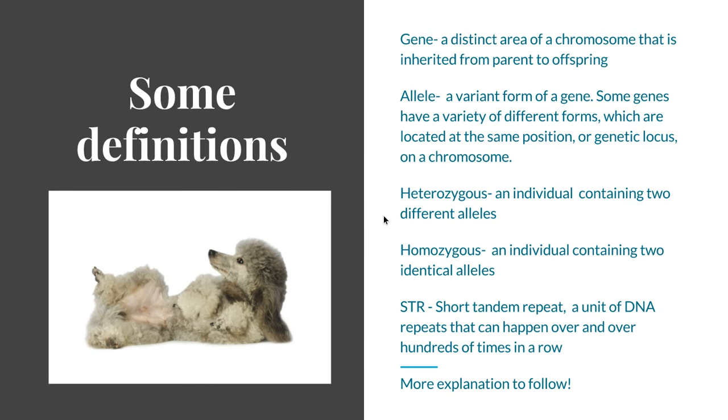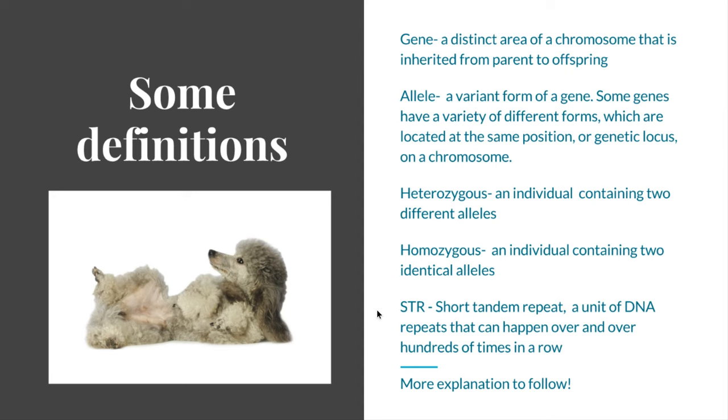Heterozygous: an individual containing two different alleles. So a dog that carries for black and for brown is heterozygous at that particular gene. It has two different alleles. Homozygous: an individual containing two identical alleles. So, for example, a dog that would have two genes for the color brown and therefore would be brown.